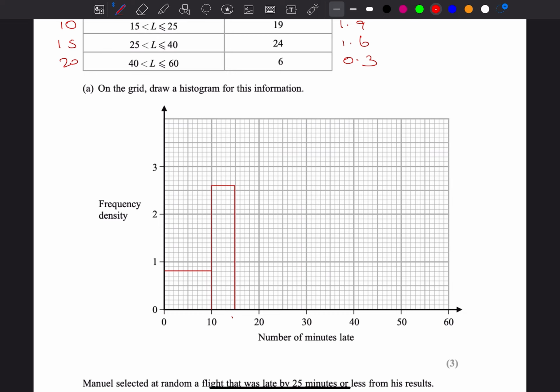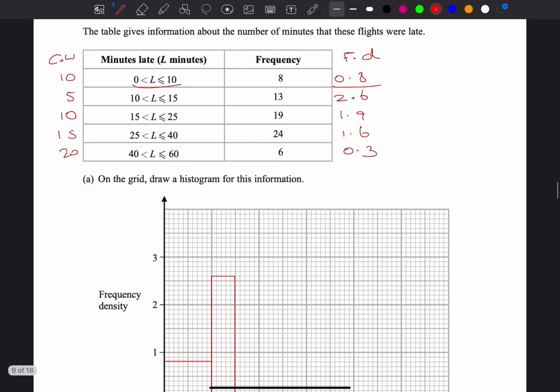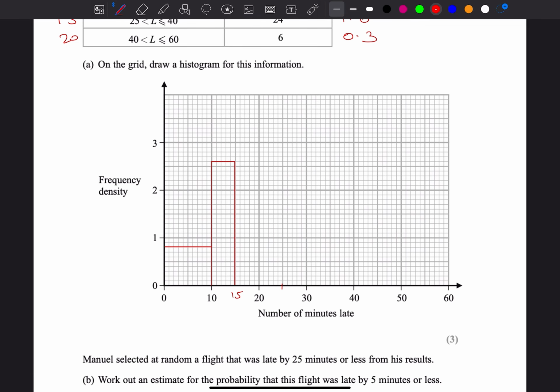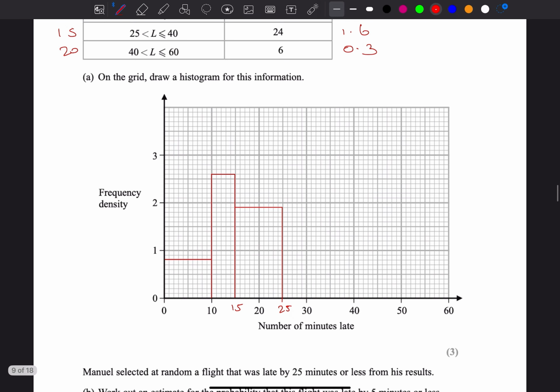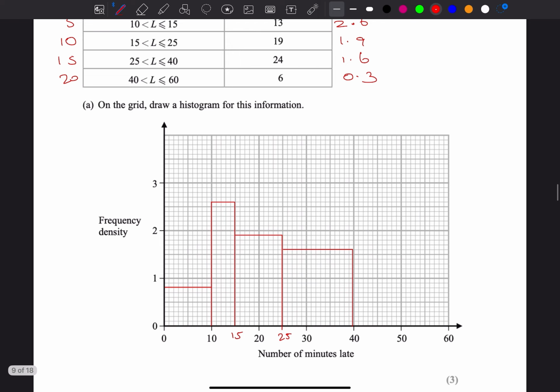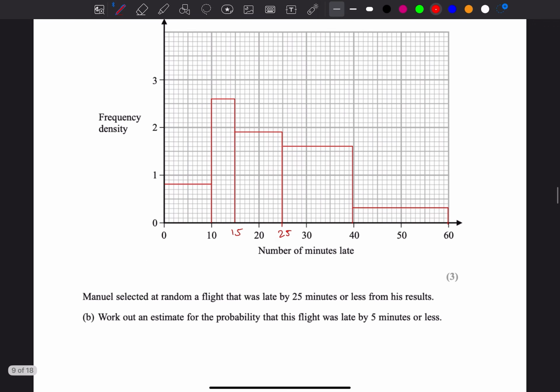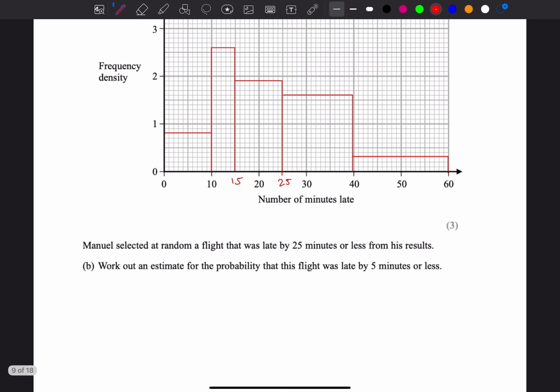Good. Let me just write 15 so you know. 15 to 25 is 1.9. 25 is here, by the way. 25 to 40 is 1.6. 40 to 60 is 0.3. There you go. Okay, simple and neat.